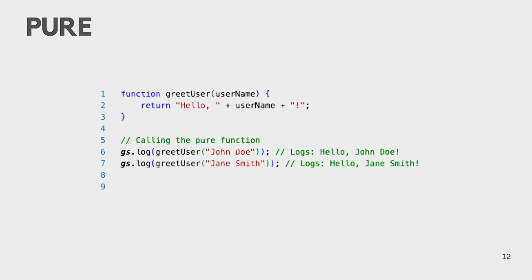Okay, let's now look at a pure version of the greet user function. In this case, the function takes in name as an input argument, which it needs to perform its task. Instead of printing it to the console, it returns the greeting as a string. This function strictly uses its input to produce an output, which it then returns.